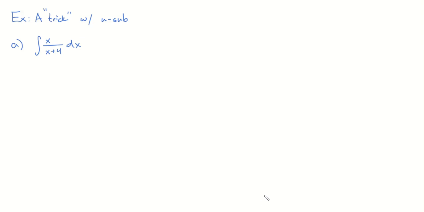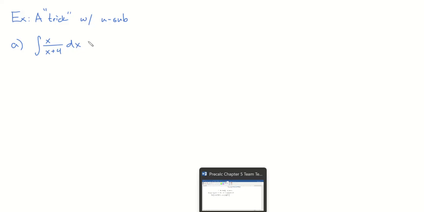So welcome back, calcers. Here's our problem. Why do I need U-substitution here? So I only have one variable. Why can't I split this?